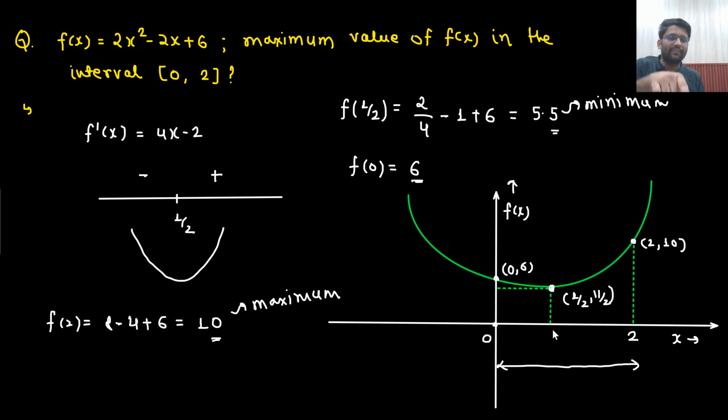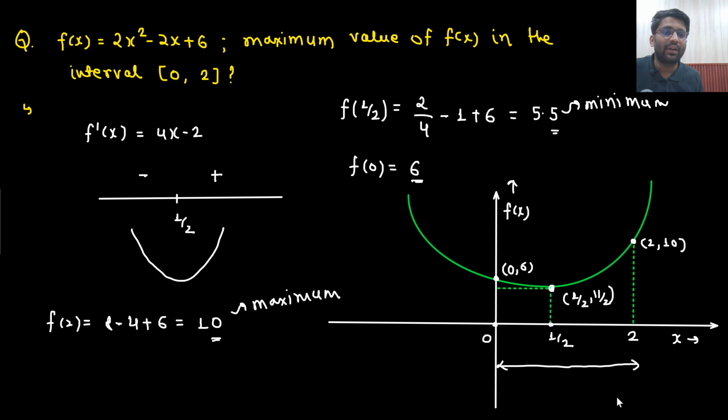You would get to know that, sir, at x equals 1 by 2, we are actually getting the minimum value. And, sir, the maximum value in the interval 0 to 2 is coming out to be 10. If they ask the interval for 0 to 4, then the maximum value will be coming out at 4. If they have asked from 0 to 6, then the maximum value will be coming out at 6.